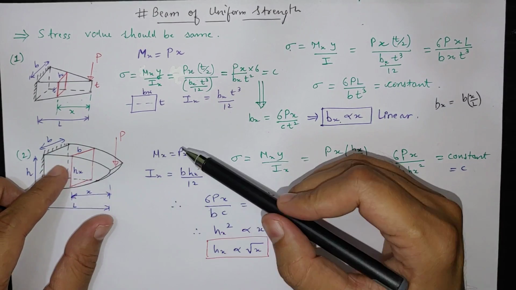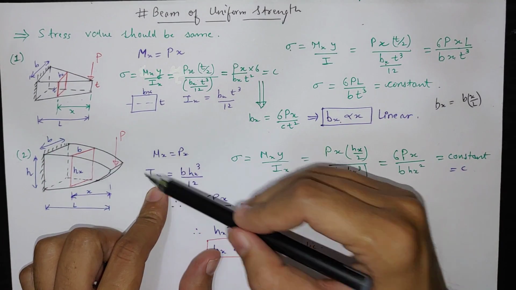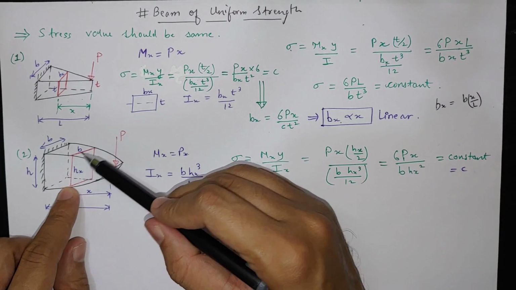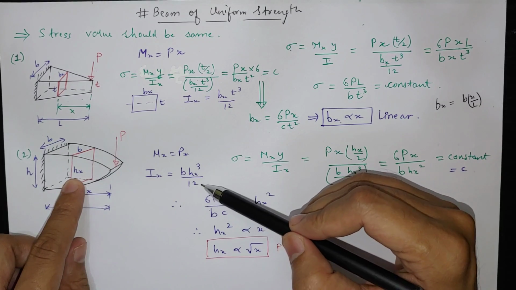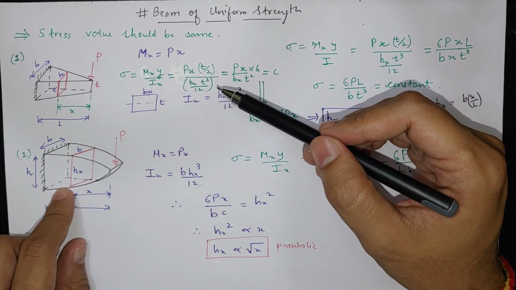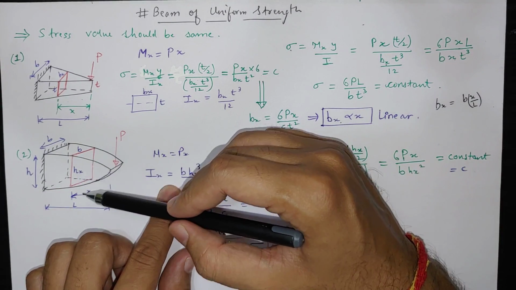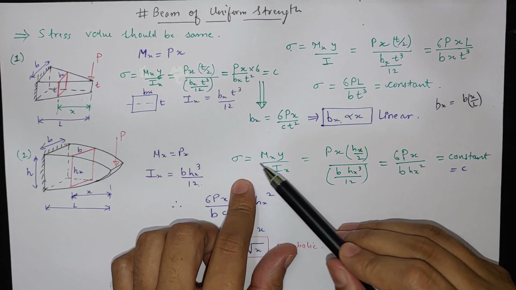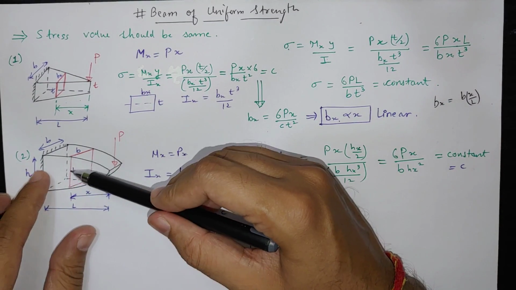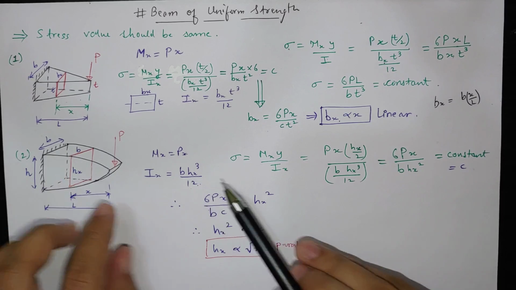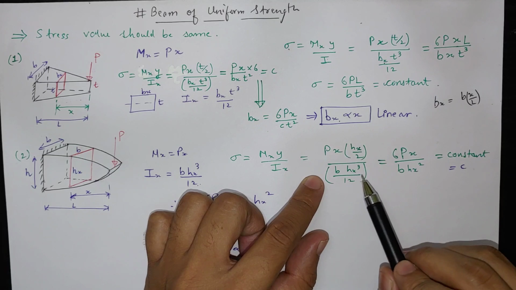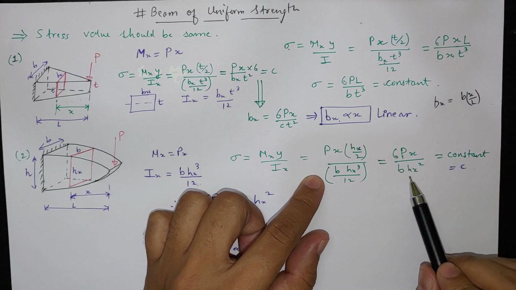So for this cross section, if we write moment at that location, then it will be P into x. P is here, x distance, P into x. I(x) will be b h(x) cube divided by 12. h(x) is some random point in between the beam where the random height is there. So now we have to find h(x) relation with x. So if we place in sigma My by I, so M(x) is Px and y is h(x) divided by 2 for this cross section, and we know inertia b h(x) cube divided by 12 for this cross section. Now if we evaluate this, then it will be 6Px by b h(x) square.